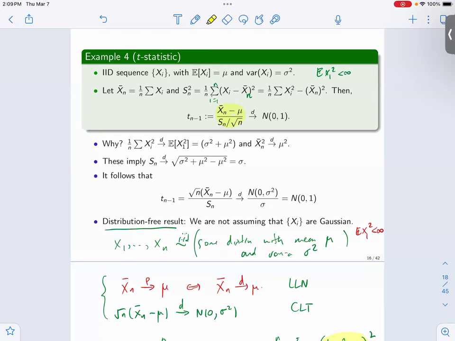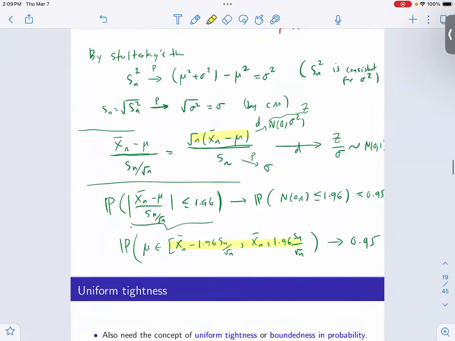So this result doesn't require any distributional assumption on the X. We're not assuming that the Xi's are normal or anything. And so we can use this result to construct the confidence interval. Because we know that the probability that, for example, this is less than or equal to 1.96 in absolute value converges to the corresponding probability for a normal random variable, and that probability is, let's say, 0.95. So we have an event in terms of this estimator and the true mu that has high probability.